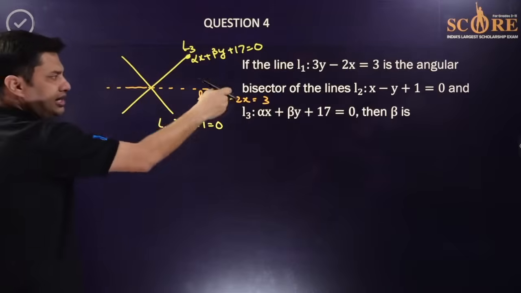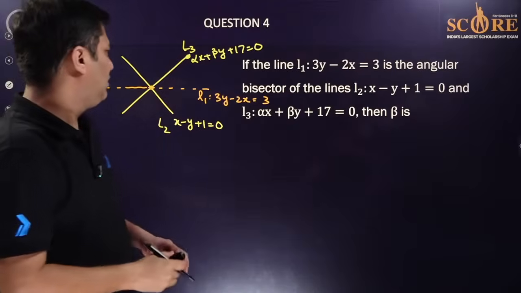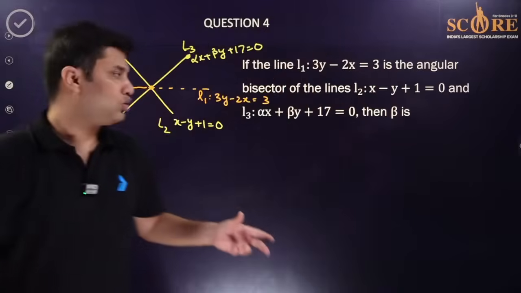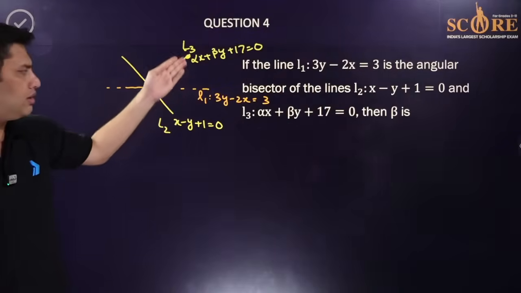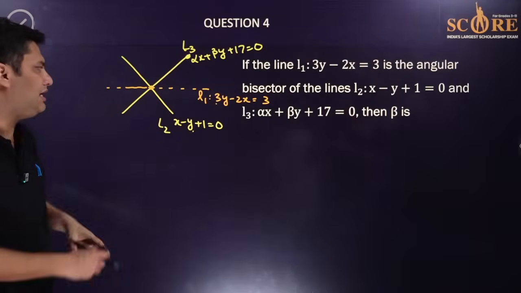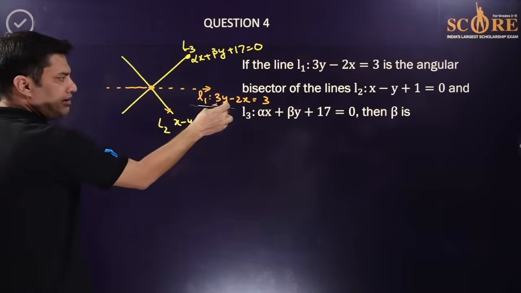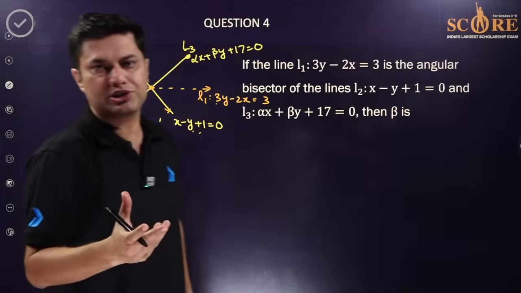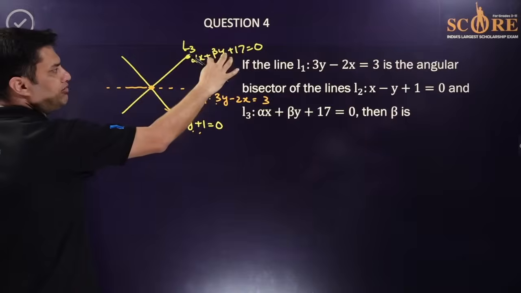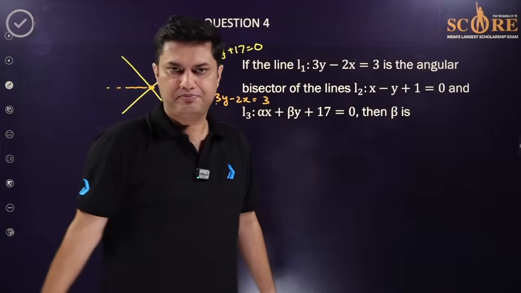Now all the three lines are actually concurrent. If you really need to find the value of beta, all the three lines are concurrent. Concurrent means you can find the intersection of L1 and L2, because these two equations are the given equations. So if you can find the intersection of L1 and L2, L3 will pass through that intersection. That is the meaning of concurrency.